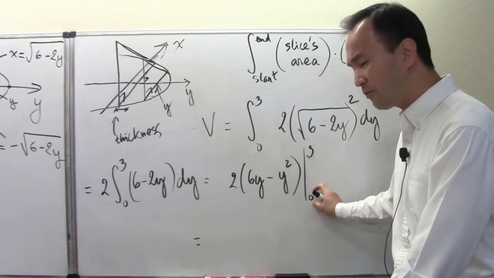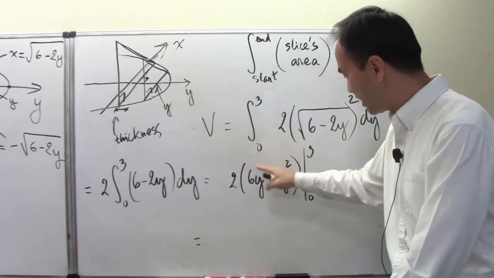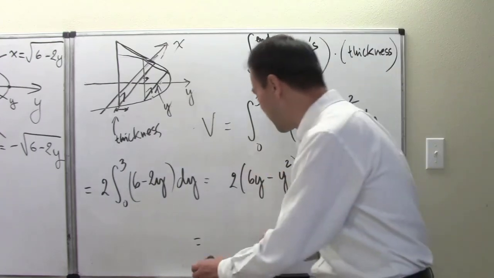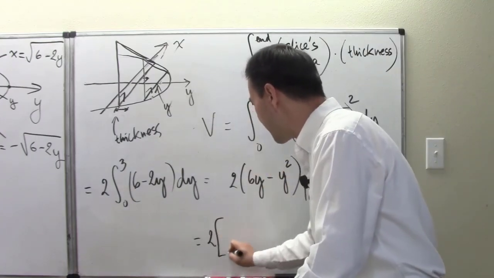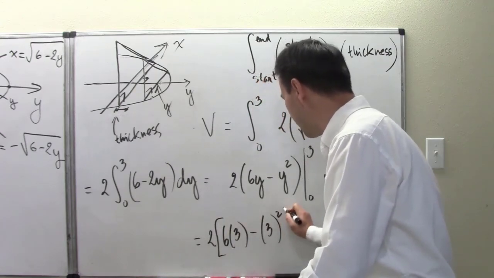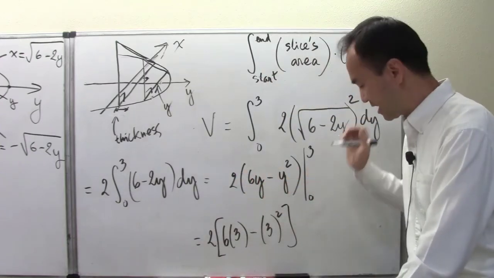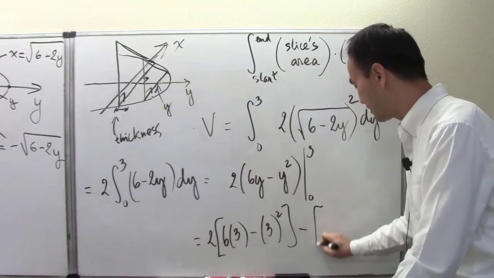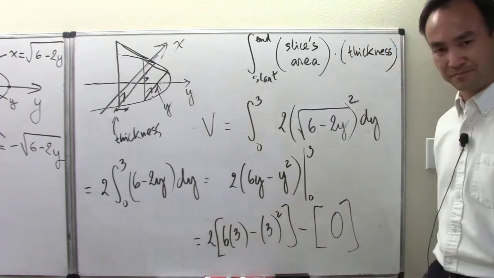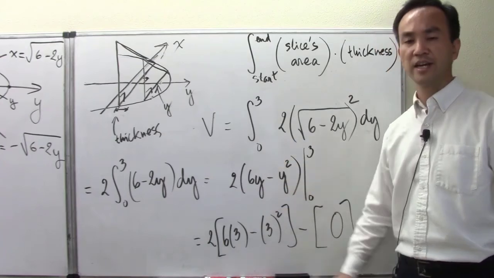But since the bottom one here is 0, later on it's all just 0 out. This 3 substituted into the antiderivative gives me 2 in brackets, 6 times 3 minus 3, all squared. That's the antiderivative evaluated at x equals 3. And I'm going to subtract out a complete 0, due to 0 substituted into this antiderivative.